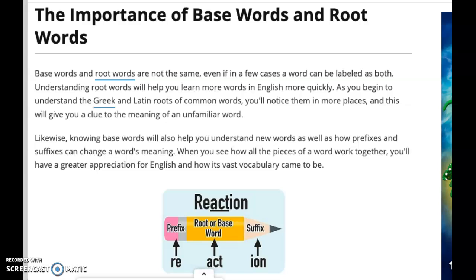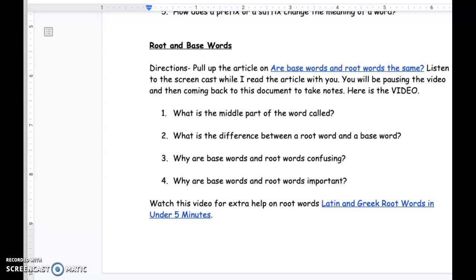All right, and you're ready to now go back and complete your assignment. So now please answer that last question, why are base words and root words important? At any time, you can go back to the article and answer the questions or redo a question. Also, if you're still needing some more practice, you can watch this video on Latin and Greek root words in under 5 minutes.